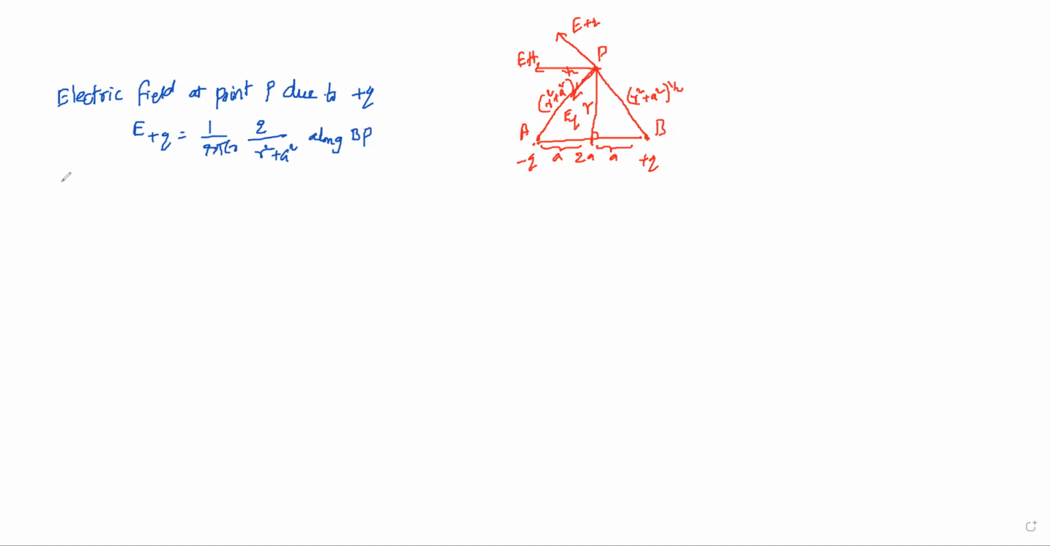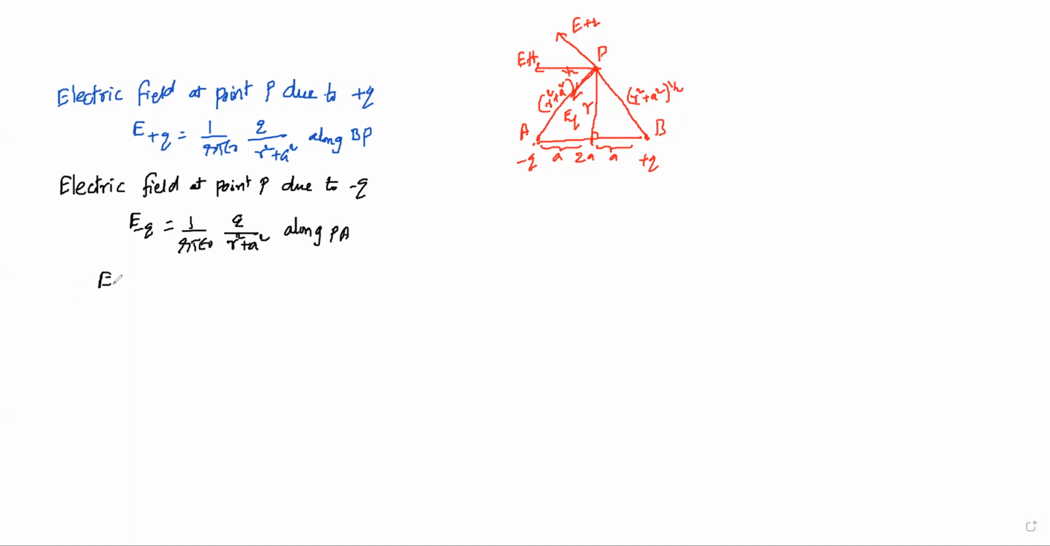Next, electric field at point P due to minus Q. So E minus Q is equal to 1 by 4 pi epsilon naught into Q by r square plus a square, which is along PA. Now finally, both are same. E plus Q is equal to E minus Q, that is equal to 1 by 4 pi epsilon naught Q by r square plus a square.